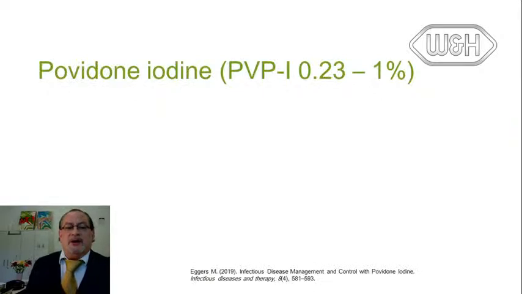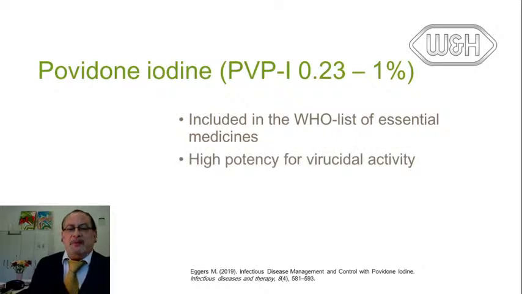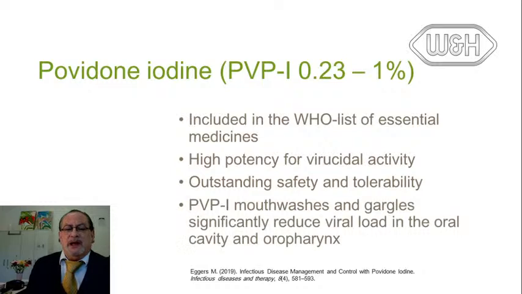Povidone iodine has also shown to be very effective in concentrations between 0.23 up to 1%. It's included, therefore, in the WHO list of essential medicines. It has a very high potency for virucidal activity and an outstanding safety and tolerability, and povidone iodine mouthwashes and gargles significantly reduce viral load in the oral cavity and the oral pharynx.